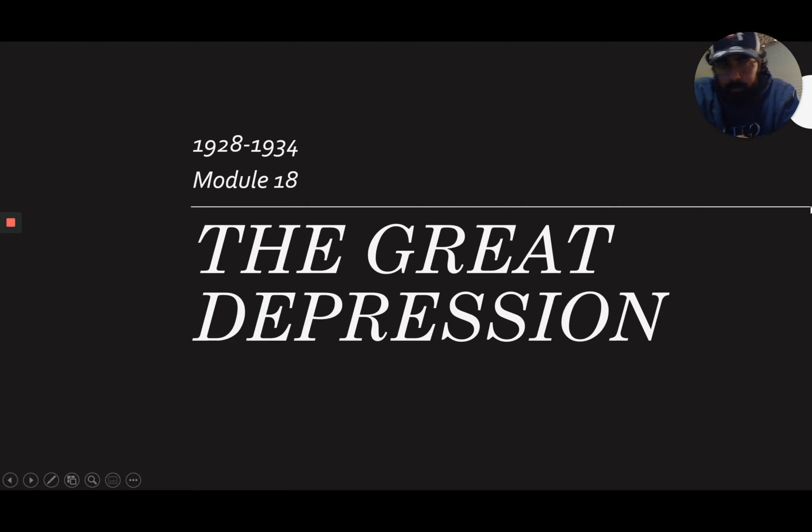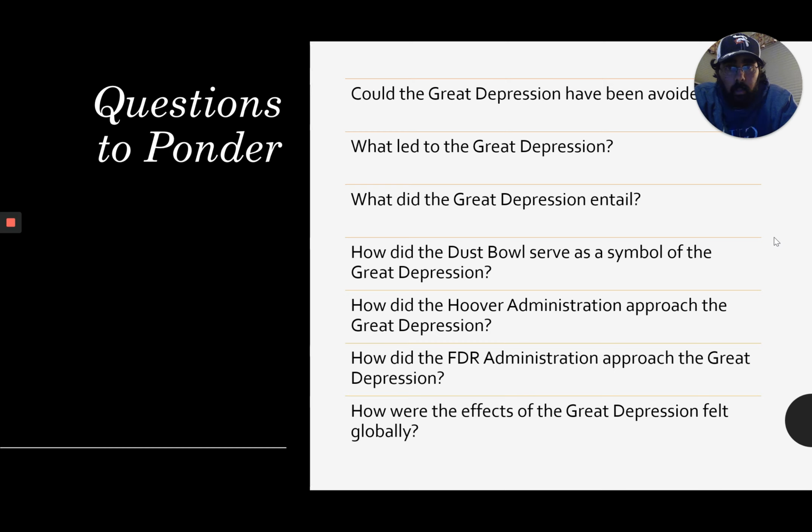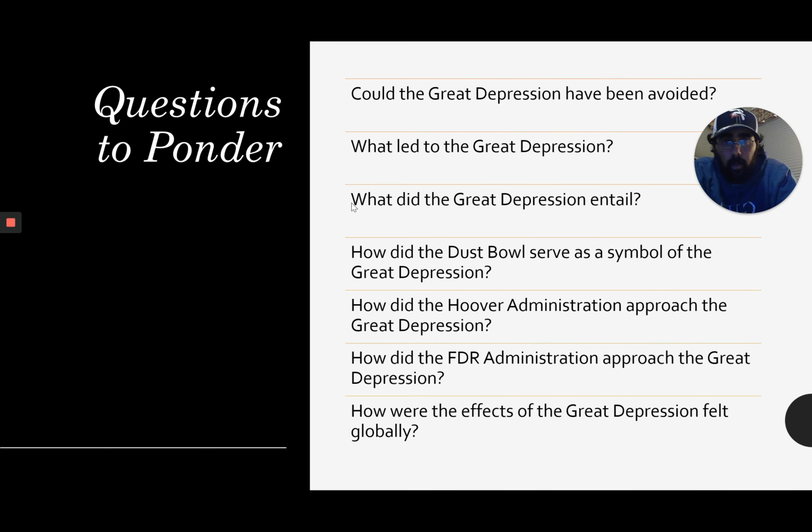The Great Depression, Module 18, from 1928 to roughly 1934. So here are your questions to ponder. Could the Great Depression have been avoided? What led to the Great Depression? What did the Great Depression entail or consist of?